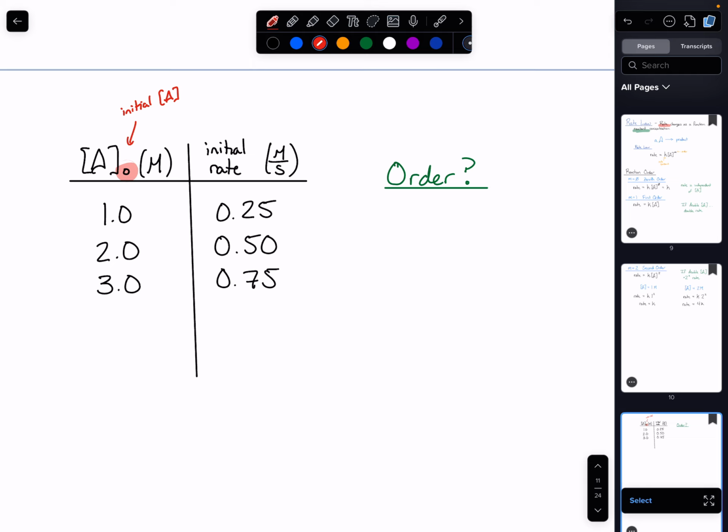All right, so let's see. Let's take a poll here. Who thinks that this would be a 0th order reaction? What about a 1st order reaction? All right, what about a 2nd order reaction? Cool. So this is indeed a 1st order reaction.